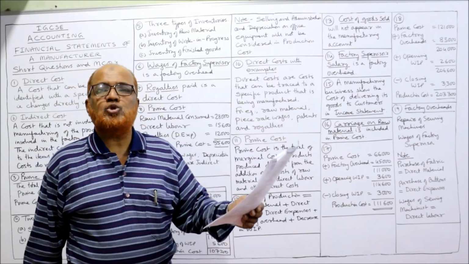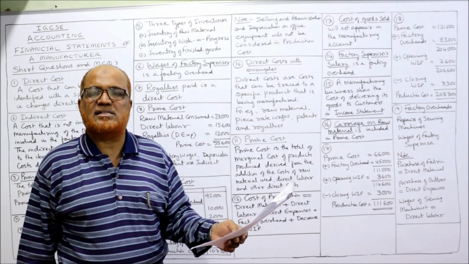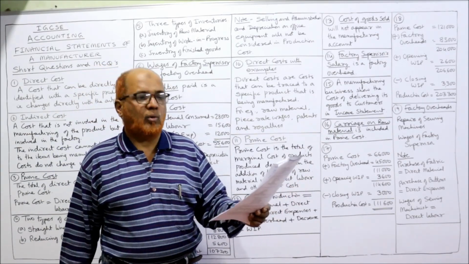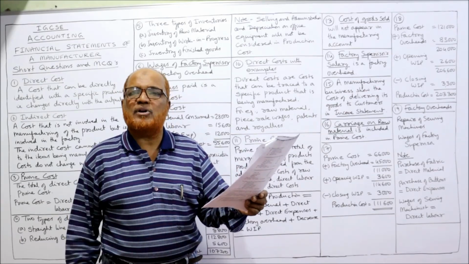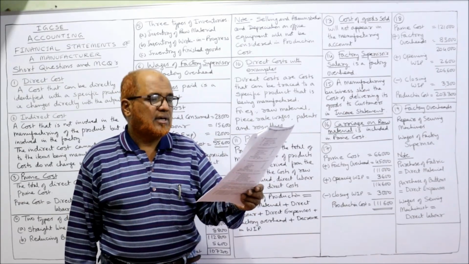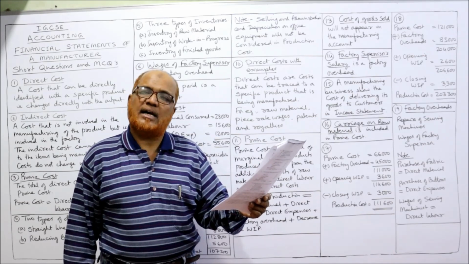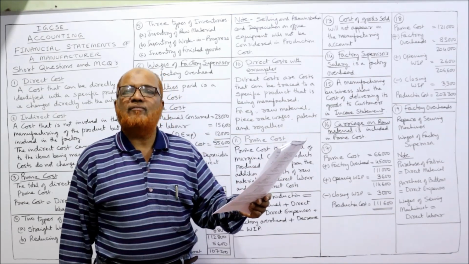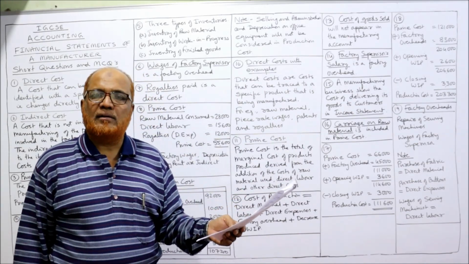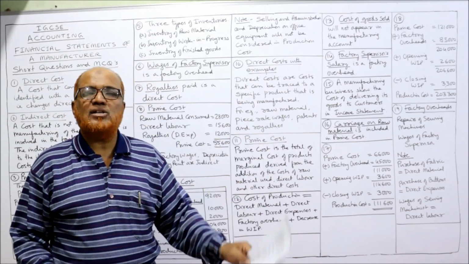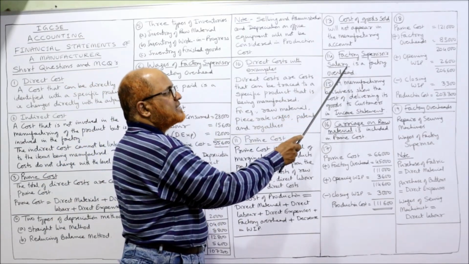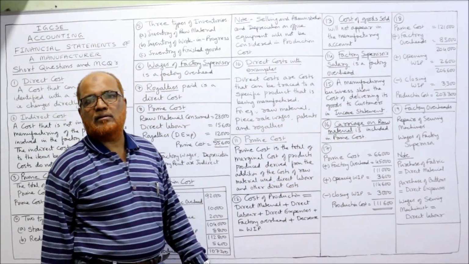Secondly, factory supervisor salary. Yes, factory supervisor salary is a part of factory overhead. Then hire of special machinery, that's a direct cost. And manufacturing wages, that is a direct cost. So among all these, only one item is factory overhead. The factory overhead is factory supervisor salary.